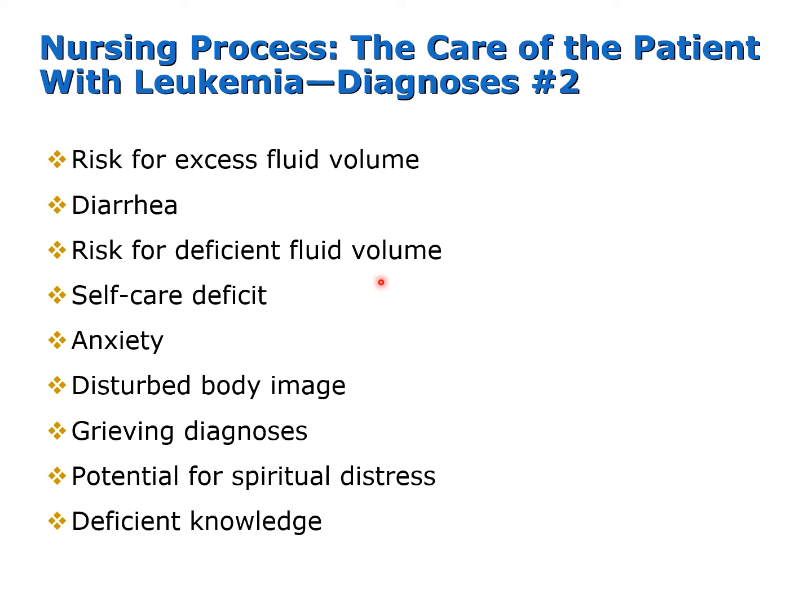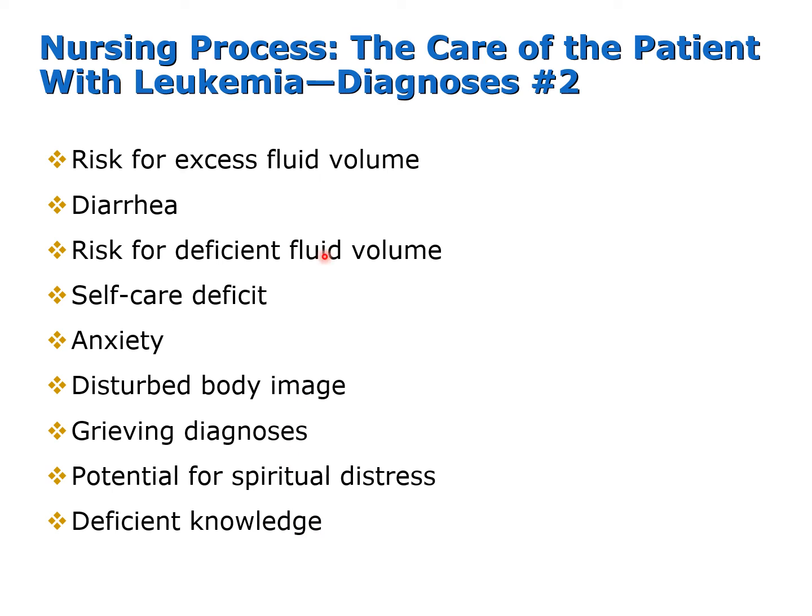Other diagnoses, so risk for excess fluid volume, diarrhea, risk for deficient fluid volume, self-care deficit, anxiety, disturbed body image, grieving diagnoses, potential for spiritual distress. People are going to start asking, why me? Because it's pretty much a death sentence for some people, depending on the type of leukemia you have. Once again, because people can go into remission or they might not. So it's just really, really stressful. Deficient knowledge, all of that.